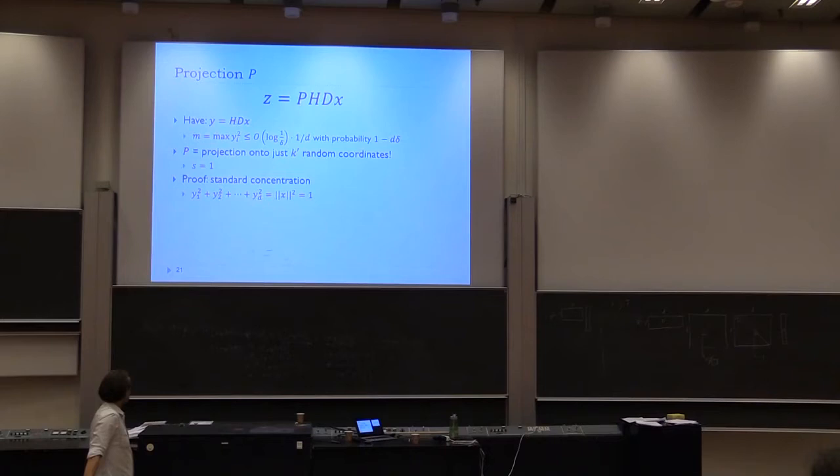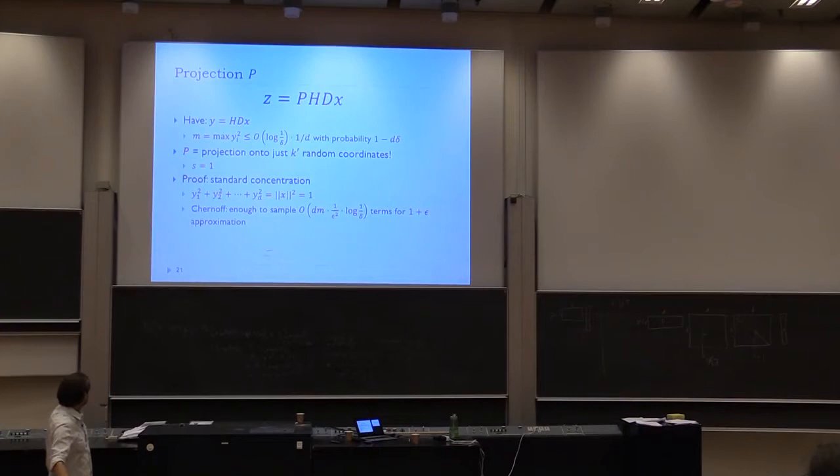The proof of this is really simple. It's just standard Chernoff bound consideration. Because the norm has not changed, we know that the first coordinate squared plus the second coordinate squared and so forth is equal to the norm of x, which by assumption was 1. So we'll just sample a few of them. The intuition is simple. Each of these yi squared is upper bounded by some number, roughly 1 over d times some larger factor. So we have a sum with a lot of terms, and each of these terms is not too large. This means that we can sample just a few of them to approximate the entire sum.